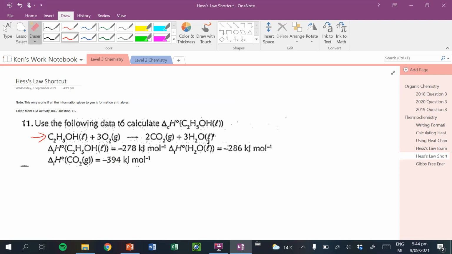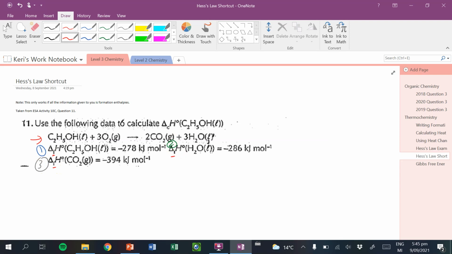Sorry, that was really messy. That's my goal equation here. And they have given me 3 different reactions. My first reaction is this one here, my second reaction is this one here, and my third reaction is this one here. Now, what I'm looking for is that everybody is an F, so everybody is a formation reaction. I can use my shortcut.